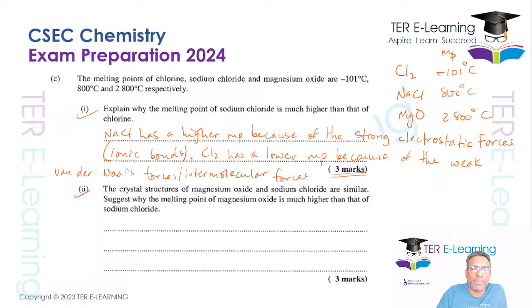All right, next part here. The crystal of magnesium oxide and sodium chloride are similar. So the reason why sodium chloride and magnesium oxide are similar is because sodium chloride is ionic, right? Sodium chloride is actually Na+ combined with Cl-. In the case of the magnesium oxide, you have Mg2+ and you have O2-, right? Now the question says, suggest why the melting point of magnesium oxide is much higher than that of sodium chloride. Why do you all think magnesium oxide has a much higher melting point than sodium chloride?